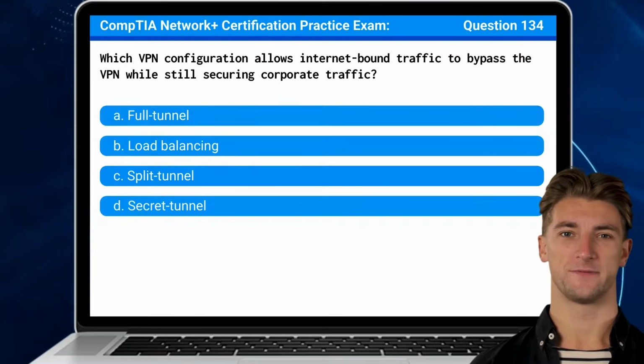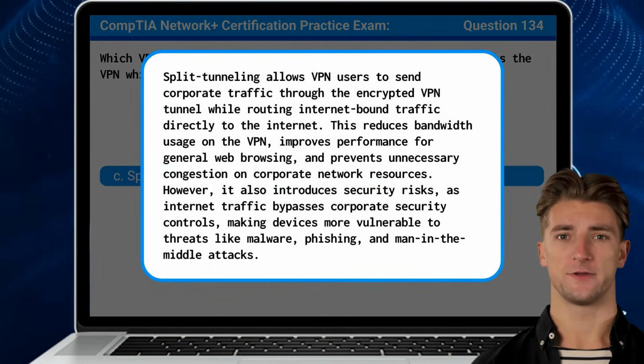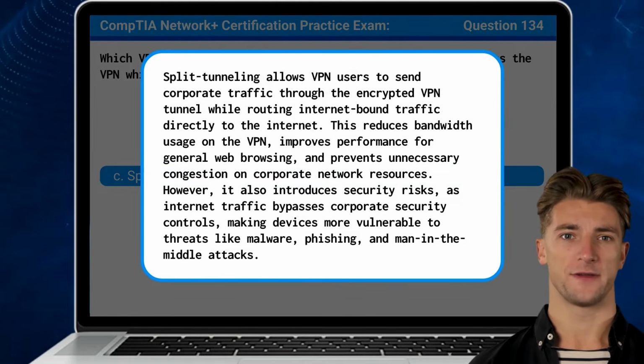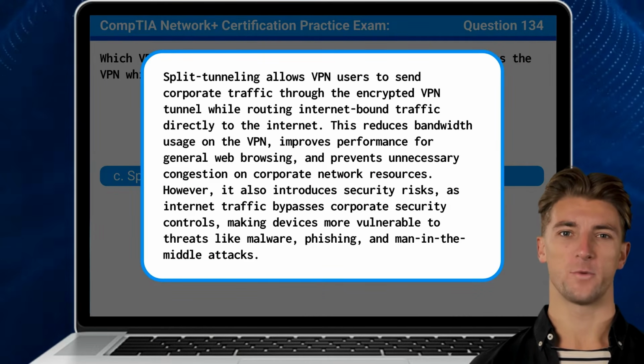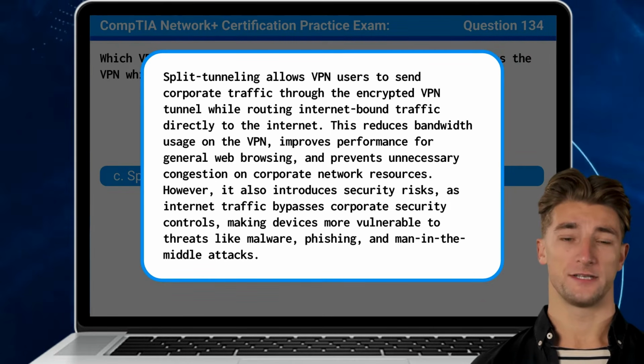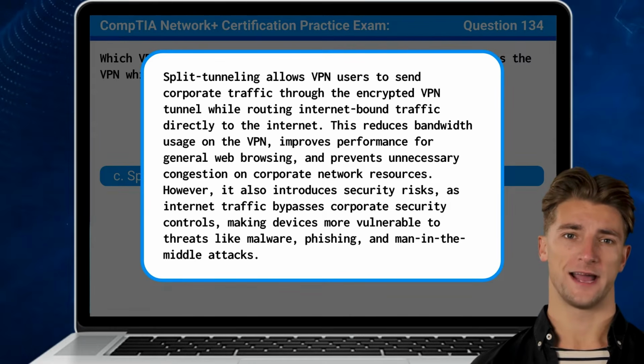The answer is C. Split tunnel. Split tunneling allows VPN users to send corporate traffic through the encrypted VPN tunnel while routing internet-bound traffic directly to the internet. This reduces bandwidth usage on the VPN, improves performance for general web browsing, and prevents unnecessary congestion on corporate network resources. However, it also introduces security risks as internet traffic bypasses corporate security controls, making devices more vulnerable to threats like malware, phishing, and man-in-the-middle attacks.